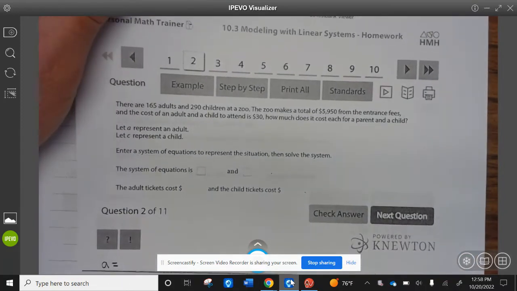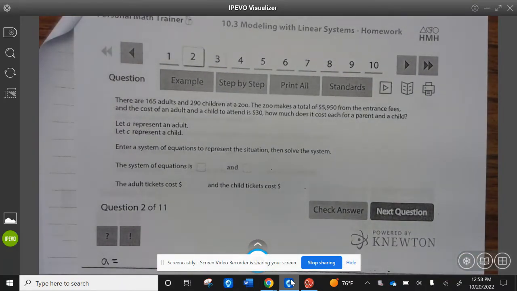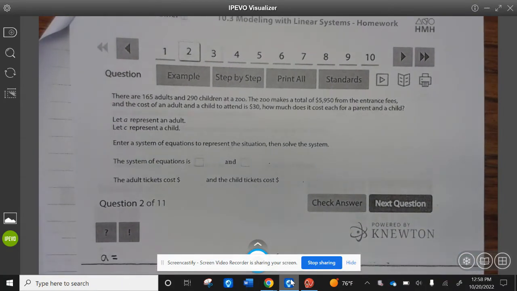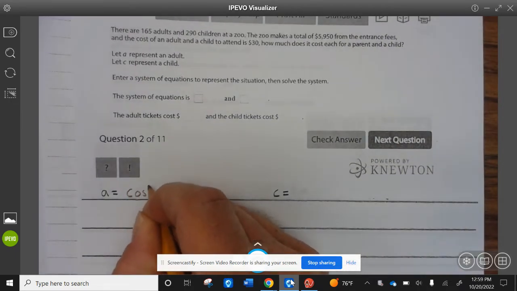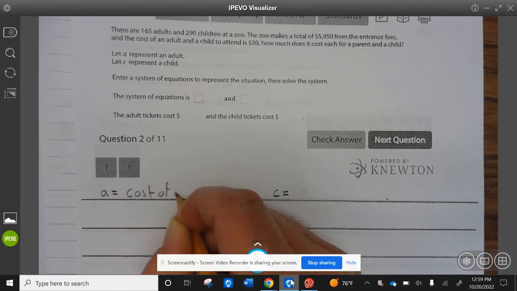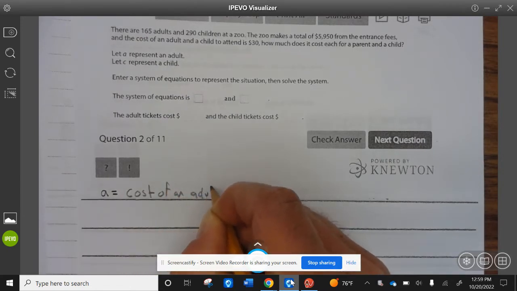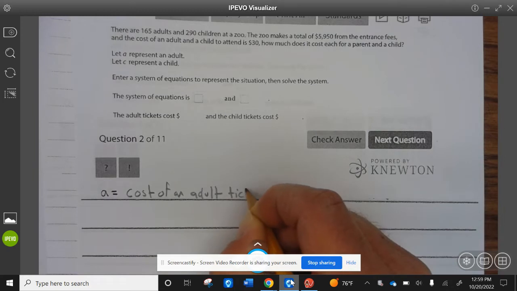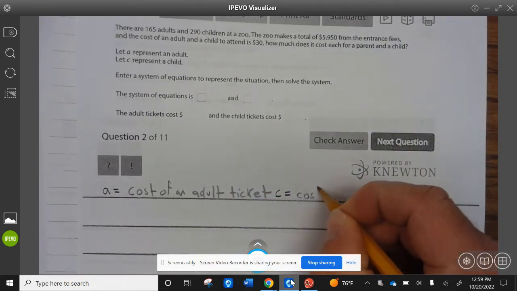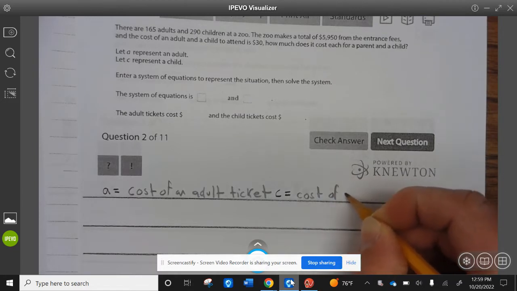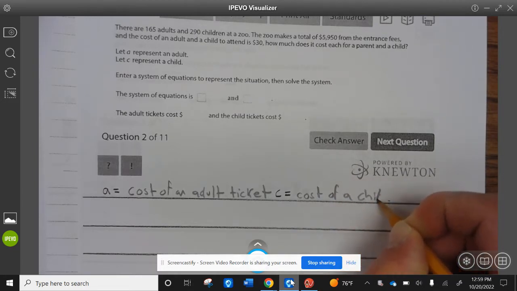All right, there are 165 adults and 290 children at the zoo. The zoo makes a total of $5,950 from the entrance fees, and the cost of an adult and a child to attend is $30. How much does it cost for each person, parent and child? So A is the cost of an adult ticket. C is the cost of a child ticket.